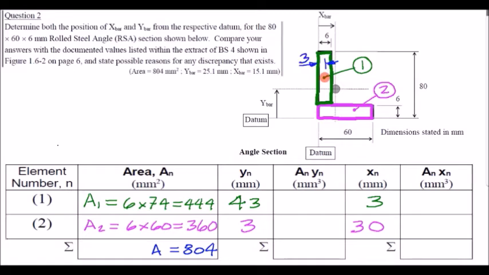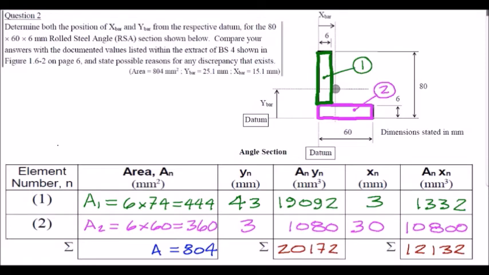Now considering the centroid of element number 2, this region here, that will be half of 60 mm from the vertical datum, so that's where the 30 mm is derived. 30 mm in from the left hand end. To evaluate the first area moments is the same procedure as before.